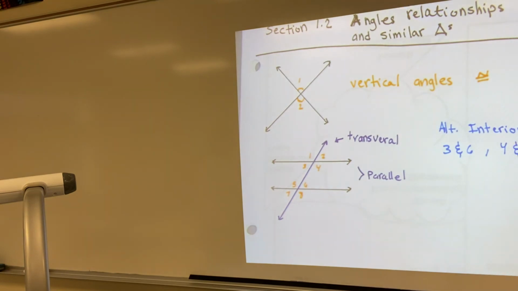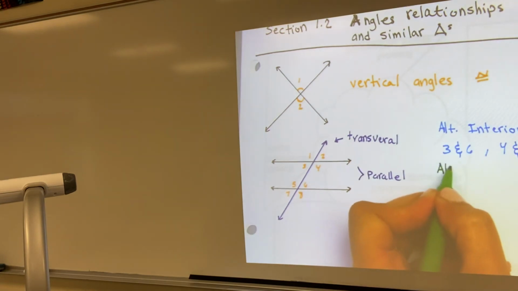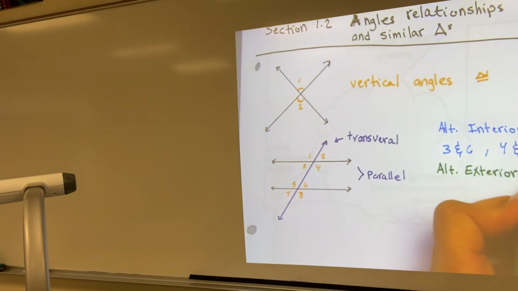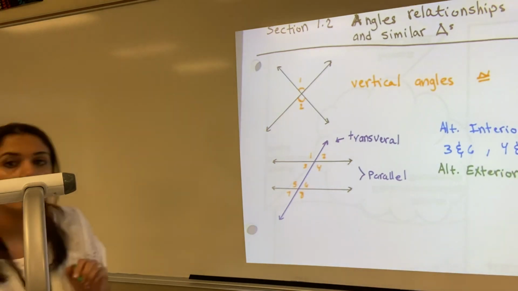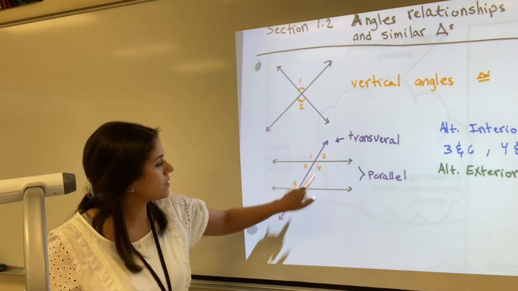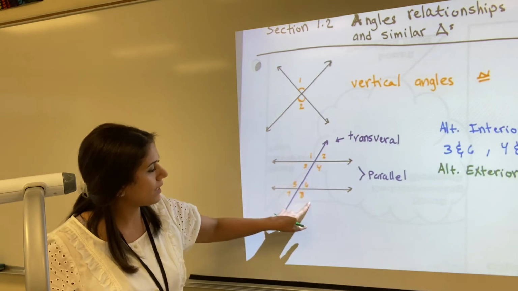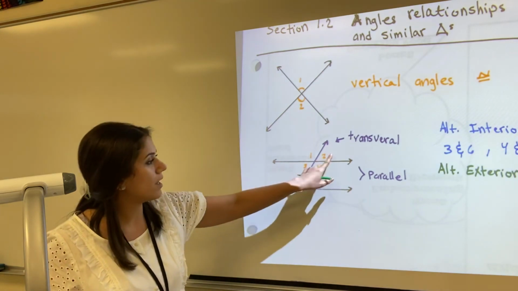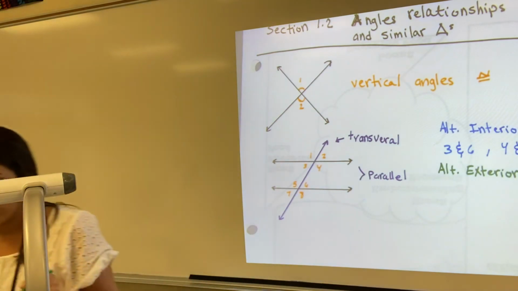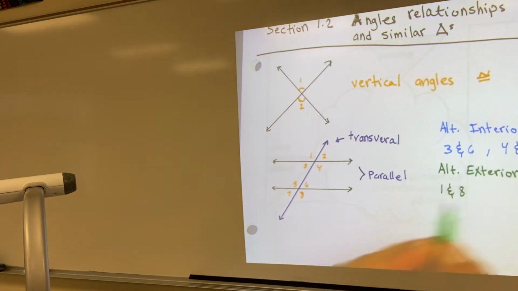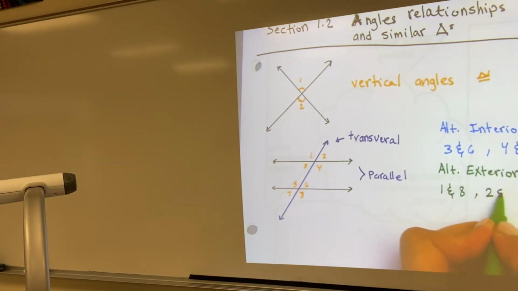We also have alternate exterior angles. And in this case, we said these are the exterior angles. Alternate, so we have 1 and 8, and 2 and 7. And angles 2 and 7 are congruent.